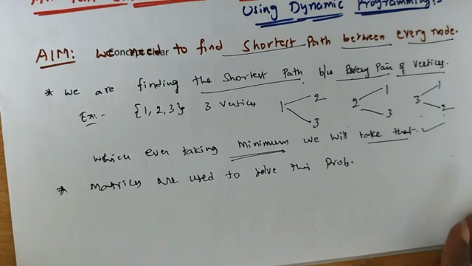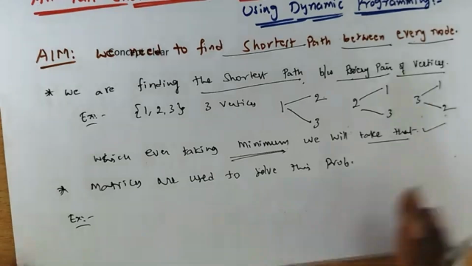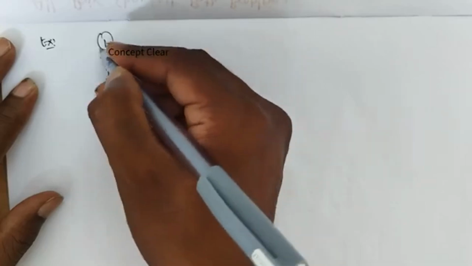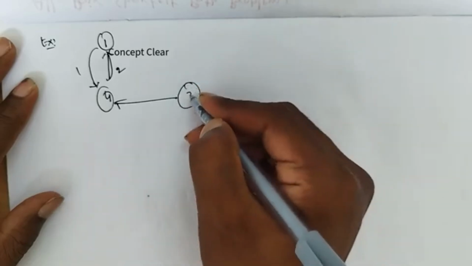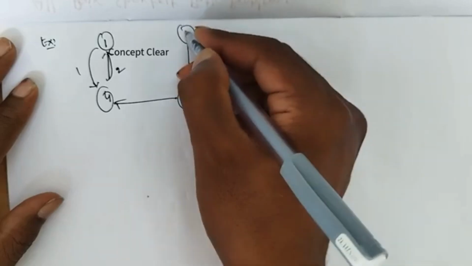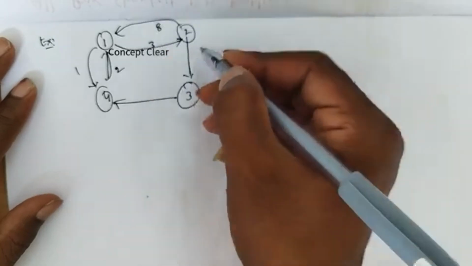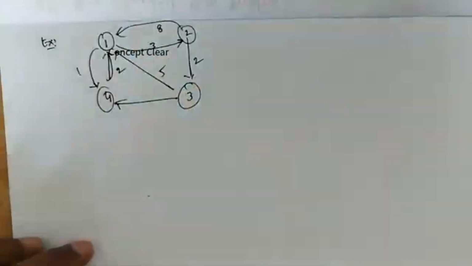For example, here I am taking a graph as an example, with vertices 0, 4, 3, 2. Okay, this is the graph.